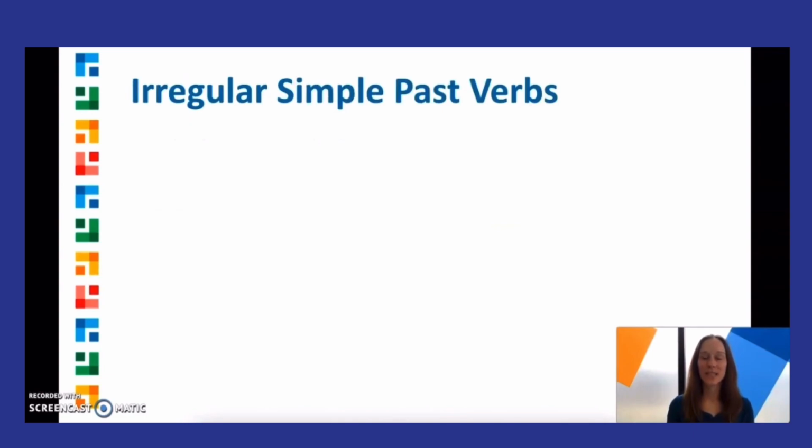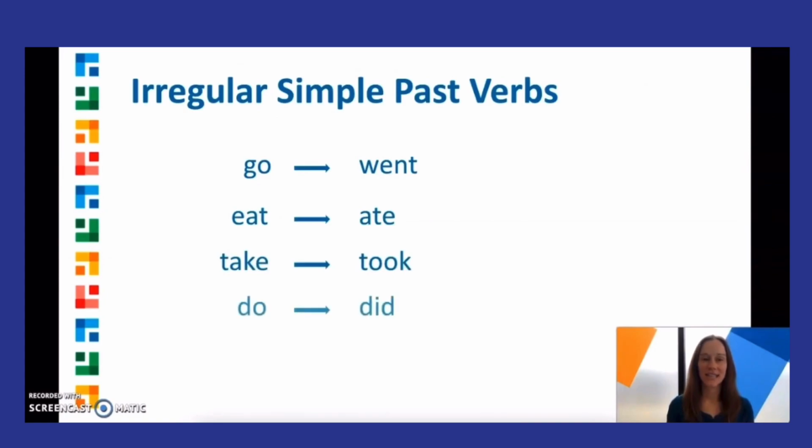Here are a few really common irregular verbs in the simple past. Go becomes went. Eat becomes ate. Take, took. And do, did.